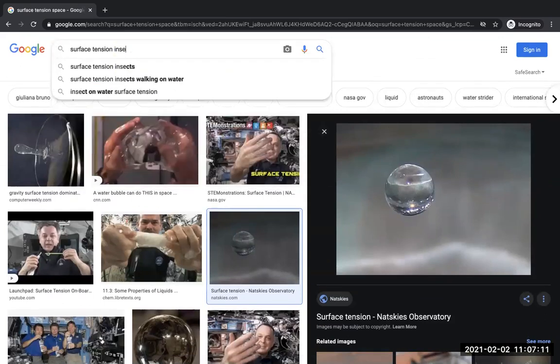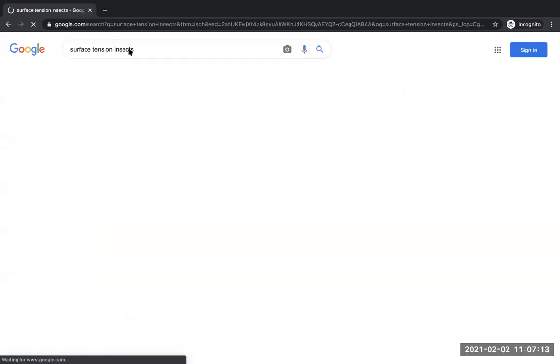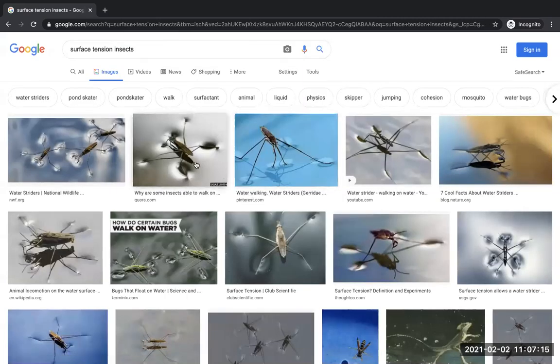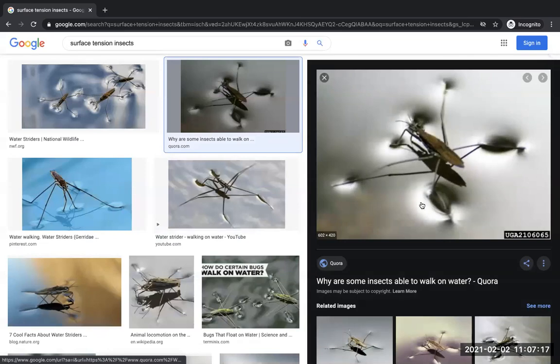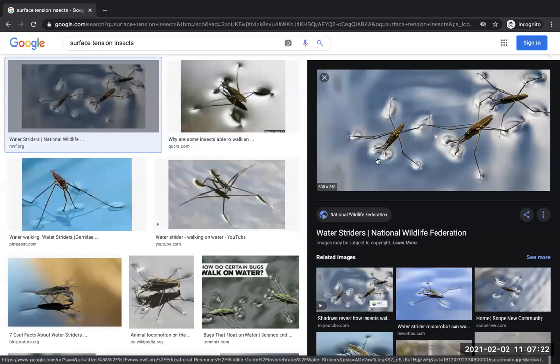Also, some insects can walk on water, and that's because of surface tension. So here, if you see, they can walk on water. It's called walking on water. And that's because of those hydrogen bonds. So that's surface tension.